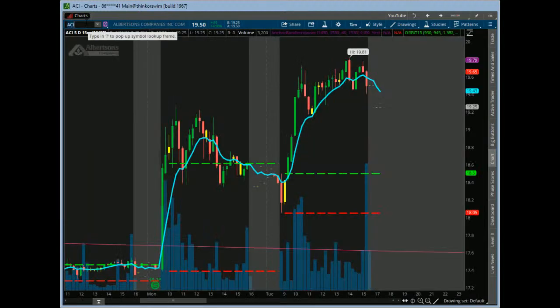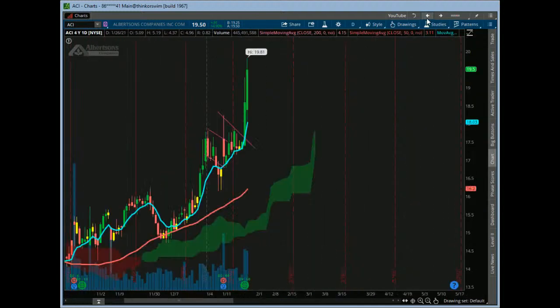And then ACI, yeah, Albertsons. There's your big grocery store move on that one. Pretty crazy stuff there too. Kroger was pretty strong today as well.